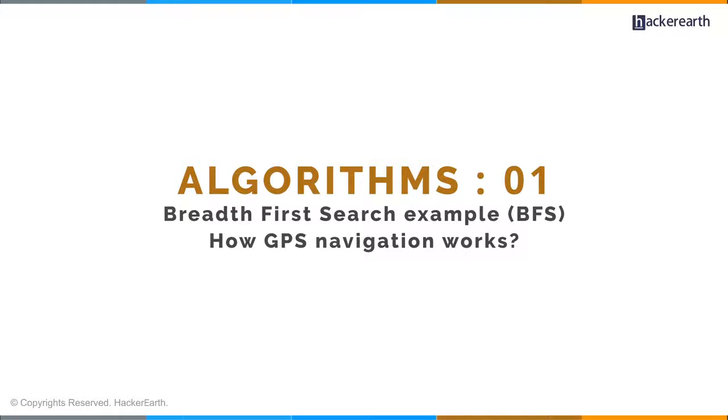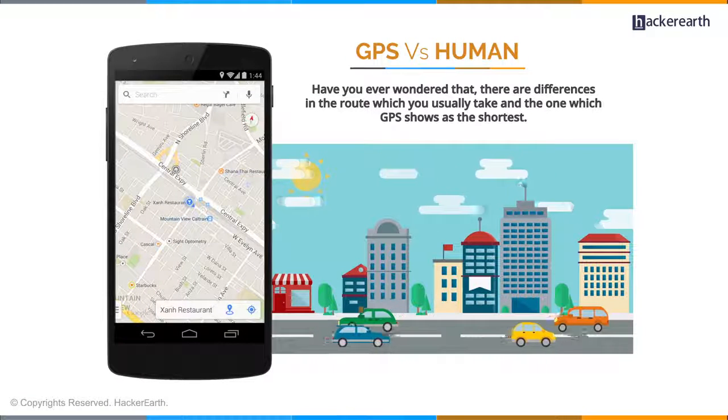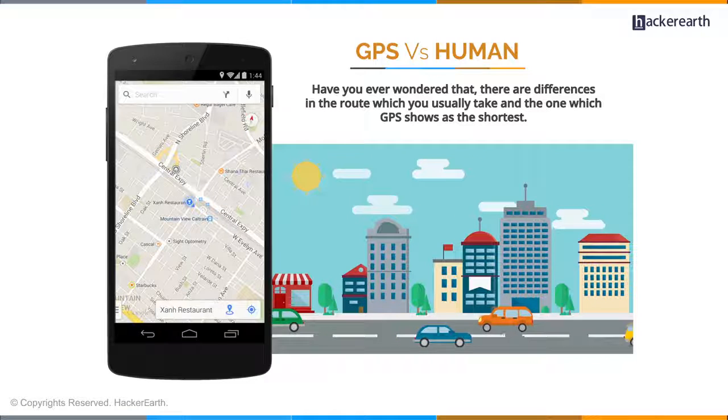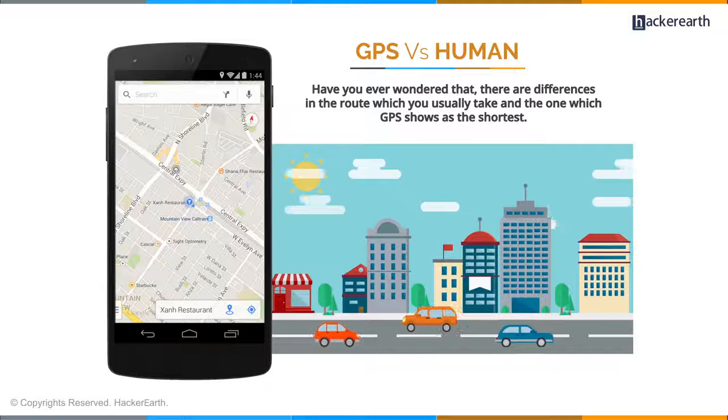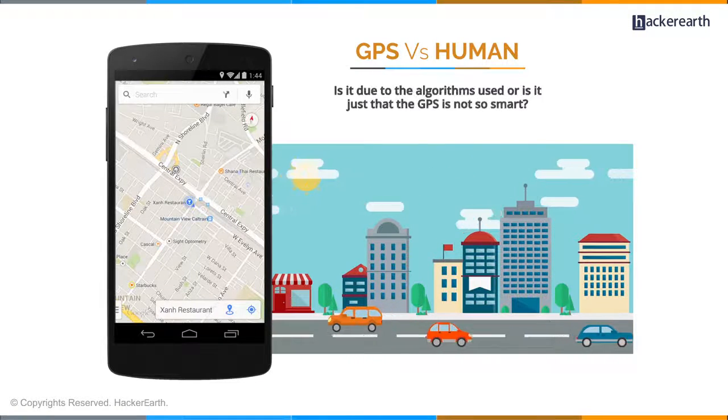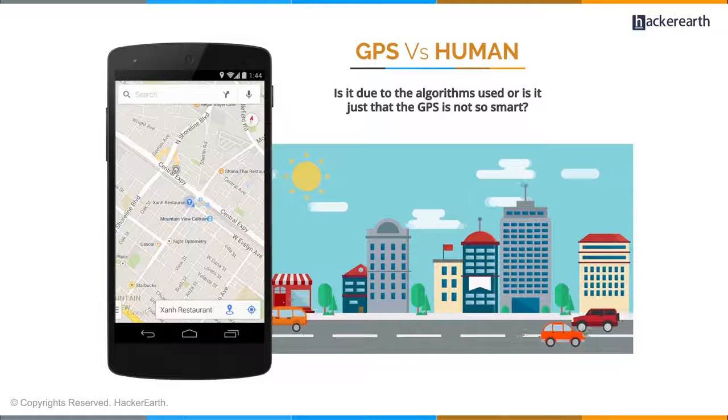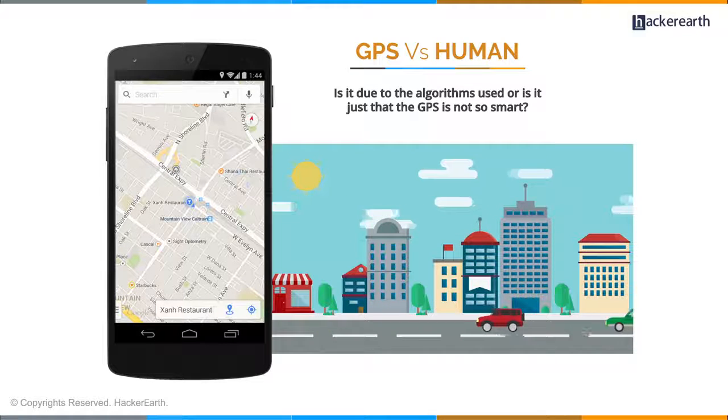Algorithms Video 1. Have you ever wondered that there are differences in the route which you usually take and the one which GPS shows is the shortest? Is it due to the algorithms used, or is it just that the GPS is not so smart?